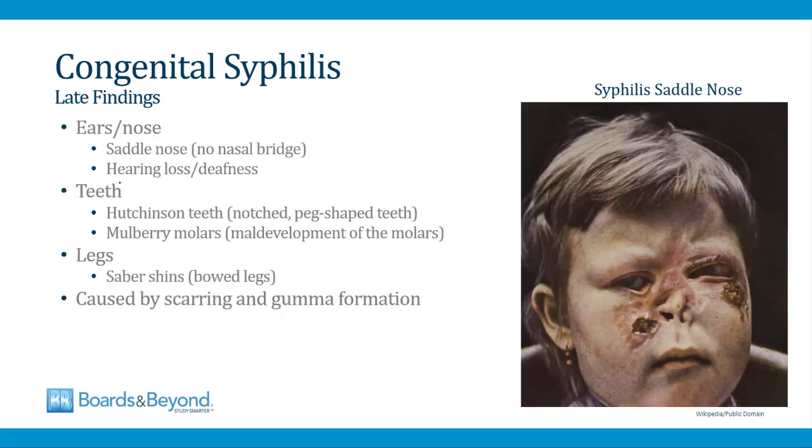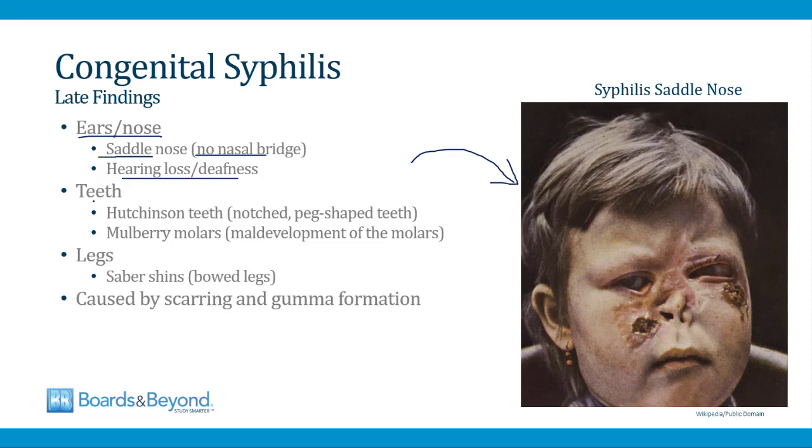As the child grew, other findings would become evident in children with congenital syphilis. Some of these involved the ears and nose. A classic finding was the saddle nose. This was caused by the absence of a nasal bridge that's shown in this picture on the screen here. Children could also develop hearing loss and deafness.